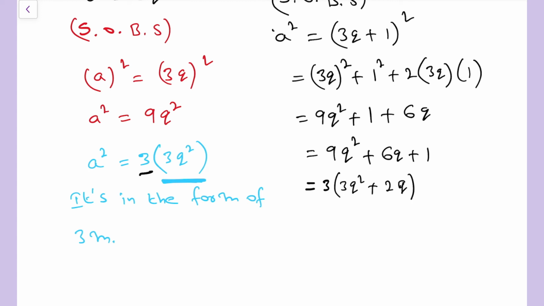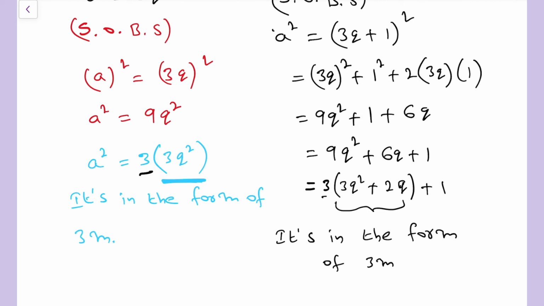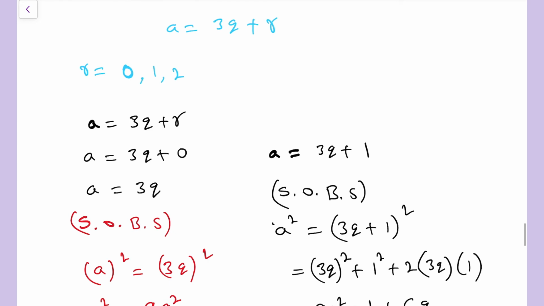Now in the 3 table, 1 won't come, right? So that's why I am writing that 1 separately, completely. So that is the reason I wrote the 1 at the ending. Now if we observe this one, it is in the form of 3 times some alphabet plus 1. That alphabet is nothing but m. So it is in the form of 3m plus 1.